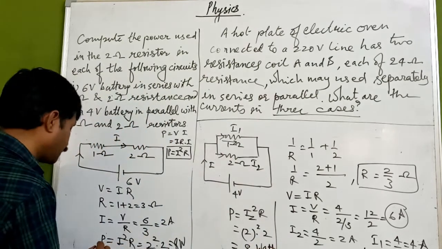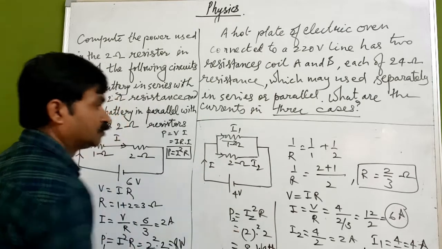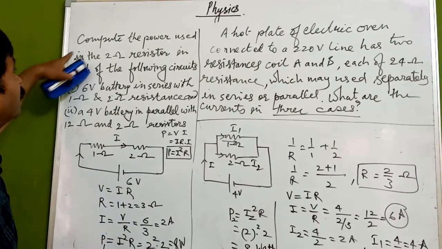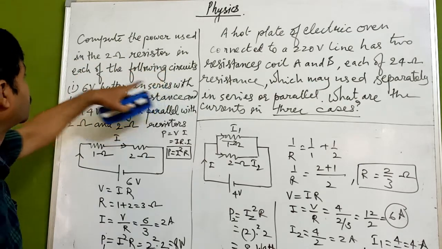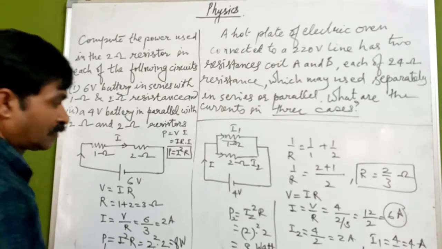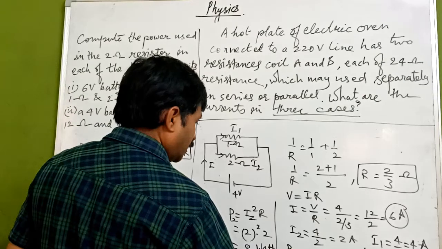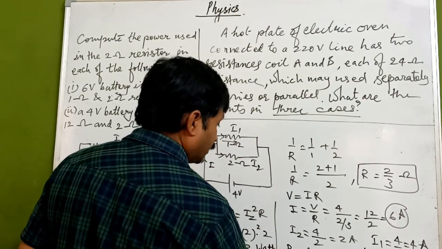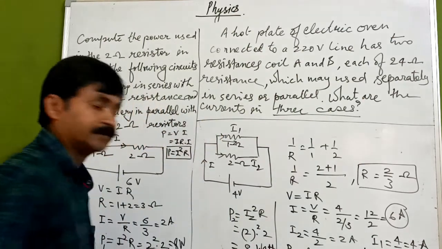If we use this P1 and P2, we can compare the power used in the 2 ohm resistor in each of the following circuits. So here we will have the relationship P1 upon P2, which is going to be 8 divided by 8, which equals 1.